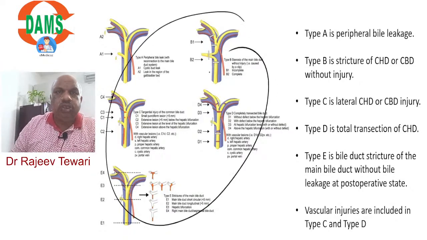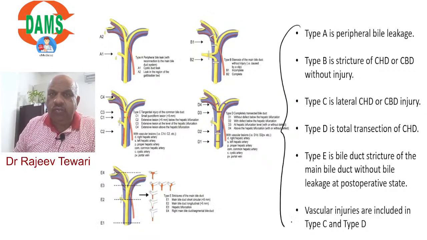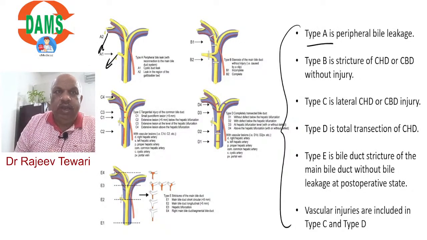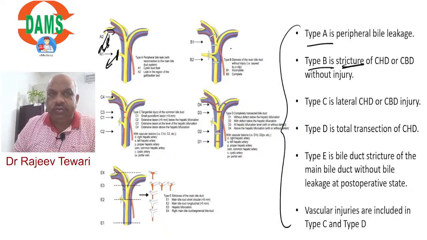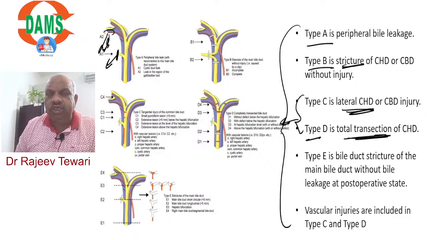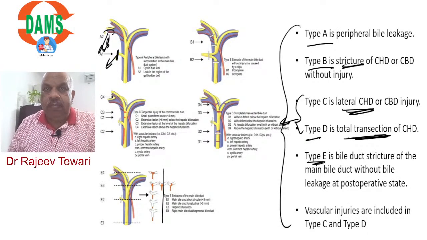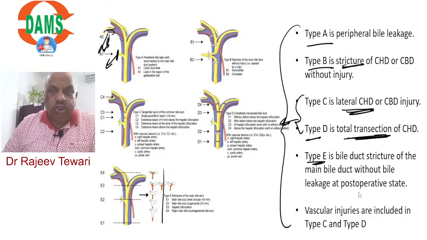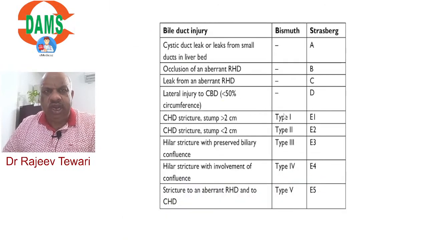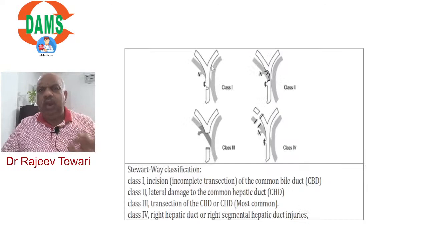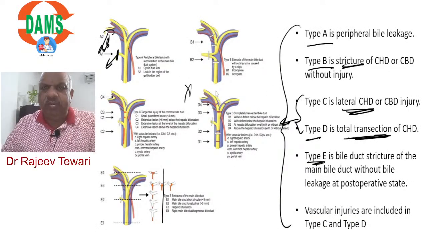The detail is not needed. You can skip the detail part. Even this is much beyond your course, but still you can remember this: only peripheral leak is type A, where cystic duct leak or gallbladder fossa leaking. Type B is a stricture. Type C is a lateral injury but only partially, and type D is a complete transection. C and D have vessel injury as well, and E is a stricture. So A is leak, lateral leak. B is clipping, that stricture clipping. C and D, they have lateral injury, transection plus vessel, and E is a stricture. So unfortunately, this is not in your textbook. Stewart-Way and Strasberg we do discuss, but Hanover we don't discuss. Unfortunately, this was asked because vessel is there, so Hanover was the answer. Only remember the name and only remember this. You don't have to know the detail. You can skip this part. This will never be asked.